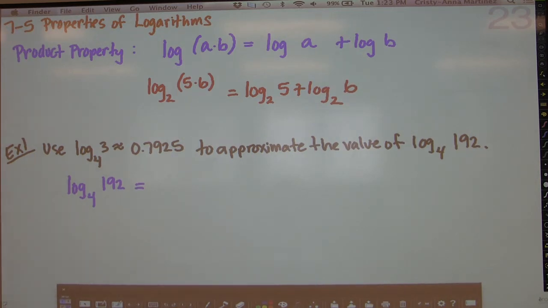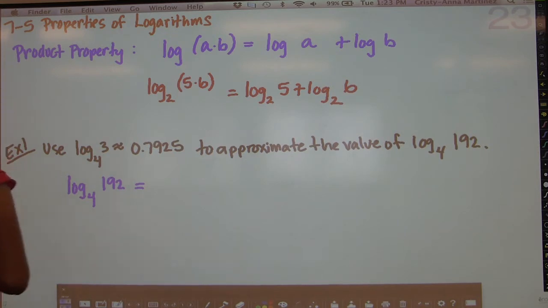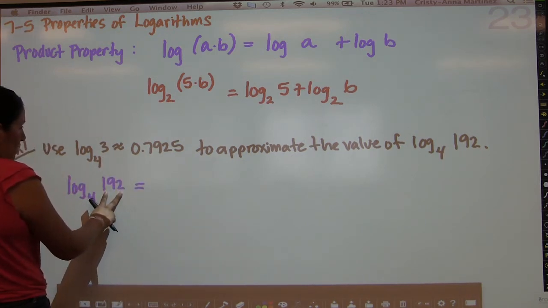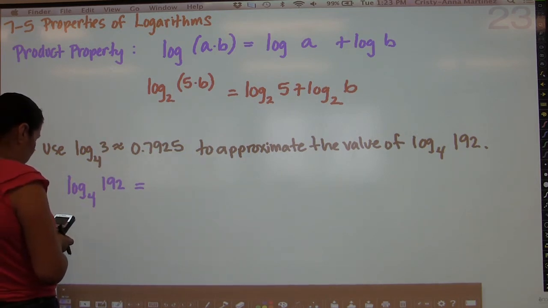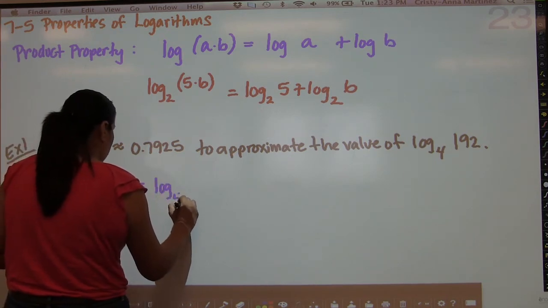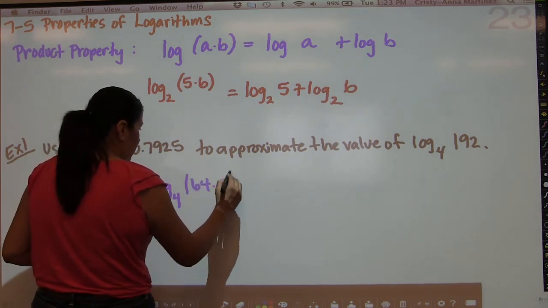So 192 divided by, I'm just going to start with 2, is going to be... let's see here. We wanted base 3. I wanted 3 to come out of this. I somehow want to be able to have 192 equal 3 times something so that I can use this property. So I'm going to take the 192 and divide it by 3, and I get 64. So I can rewrite log base 4 of 192 as log base 4 of 64 times 3.